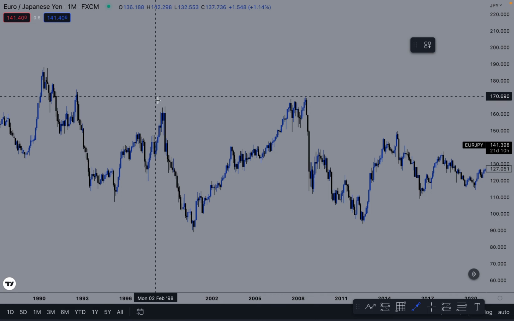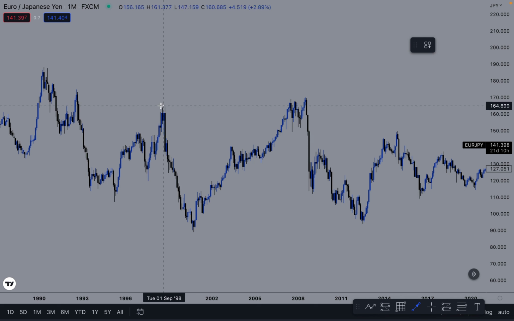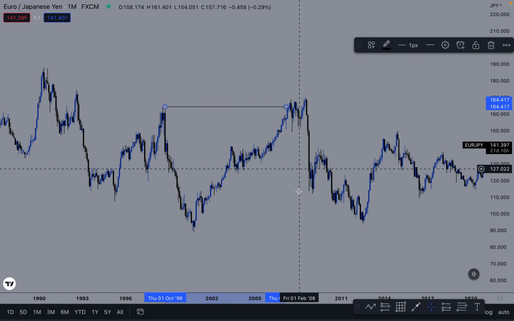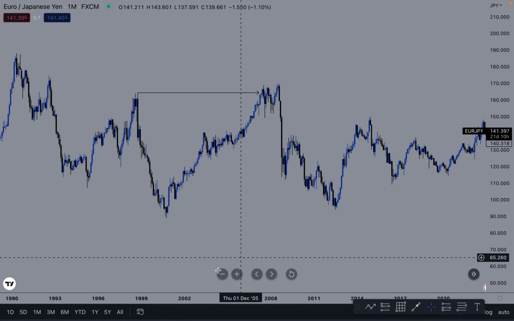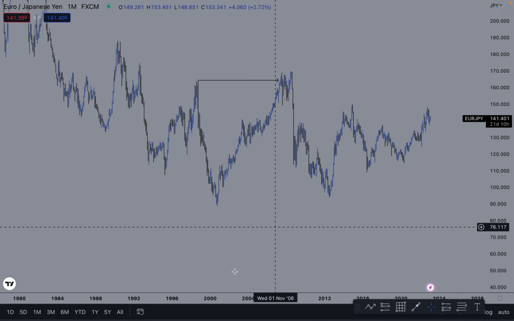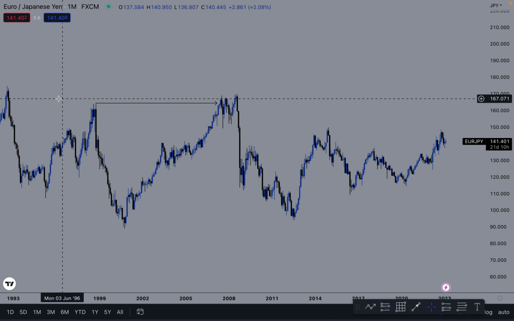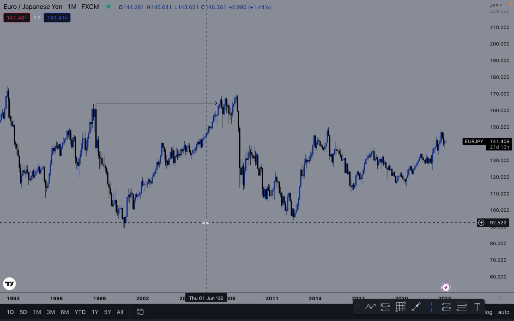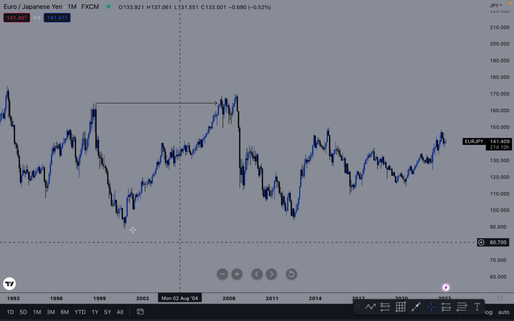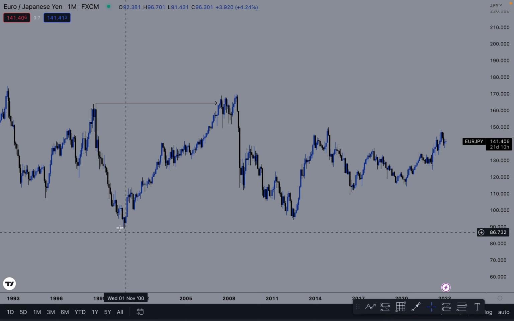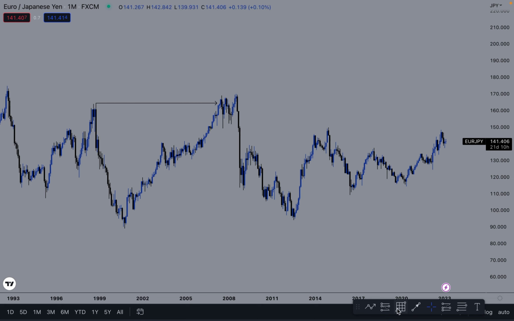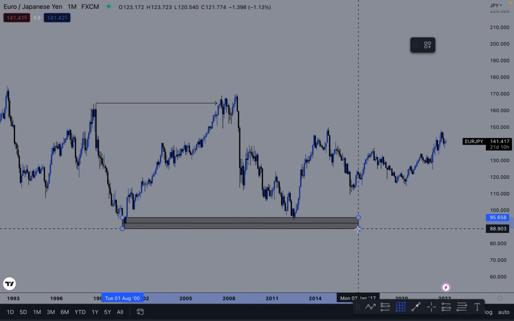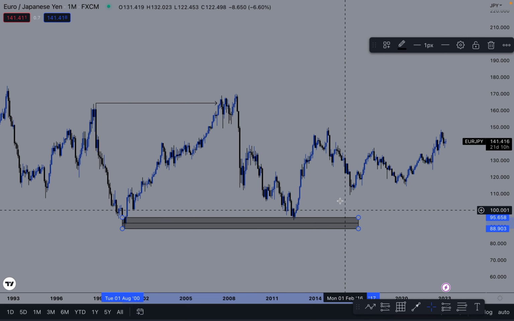Okay, so we had this break of this high, right? And let's just say that this high just came to mitigate this particular point, but I would have been expecting a break of this low, right? But we didn't have a break of this low. Instead, we had a tap on this low, which created a higher low.